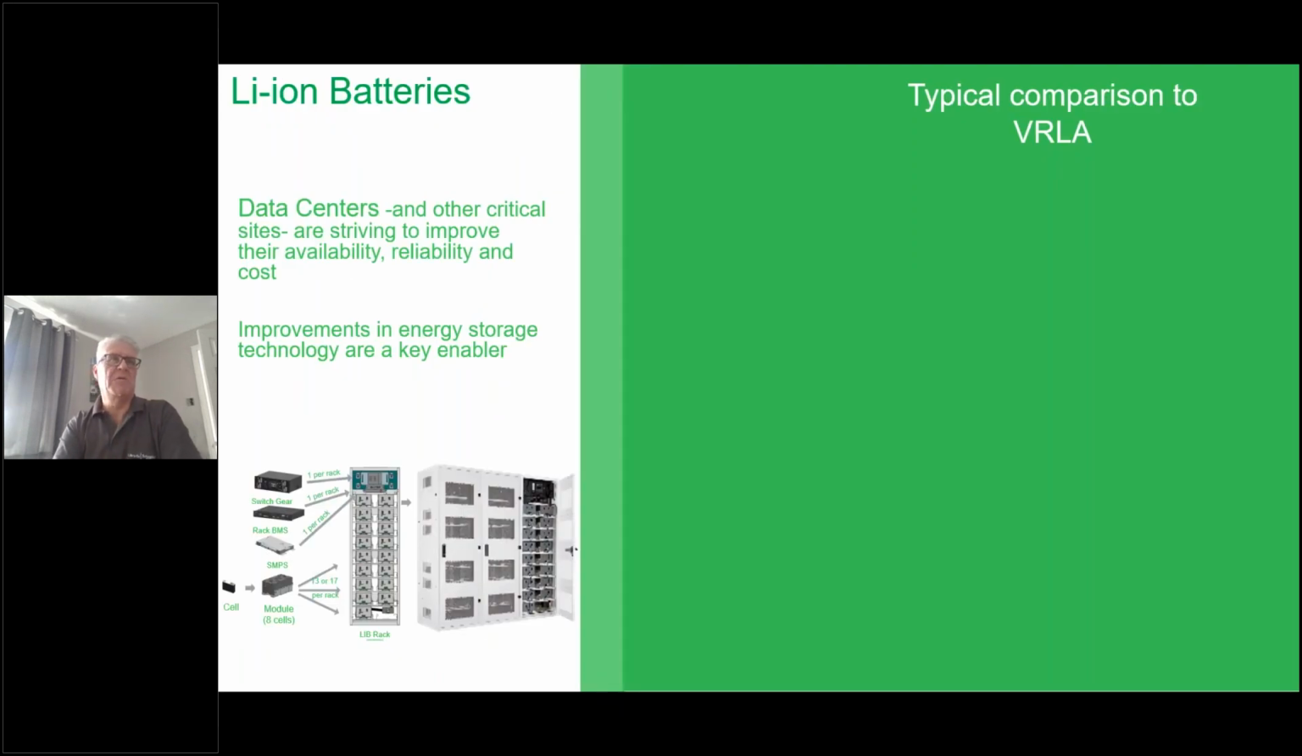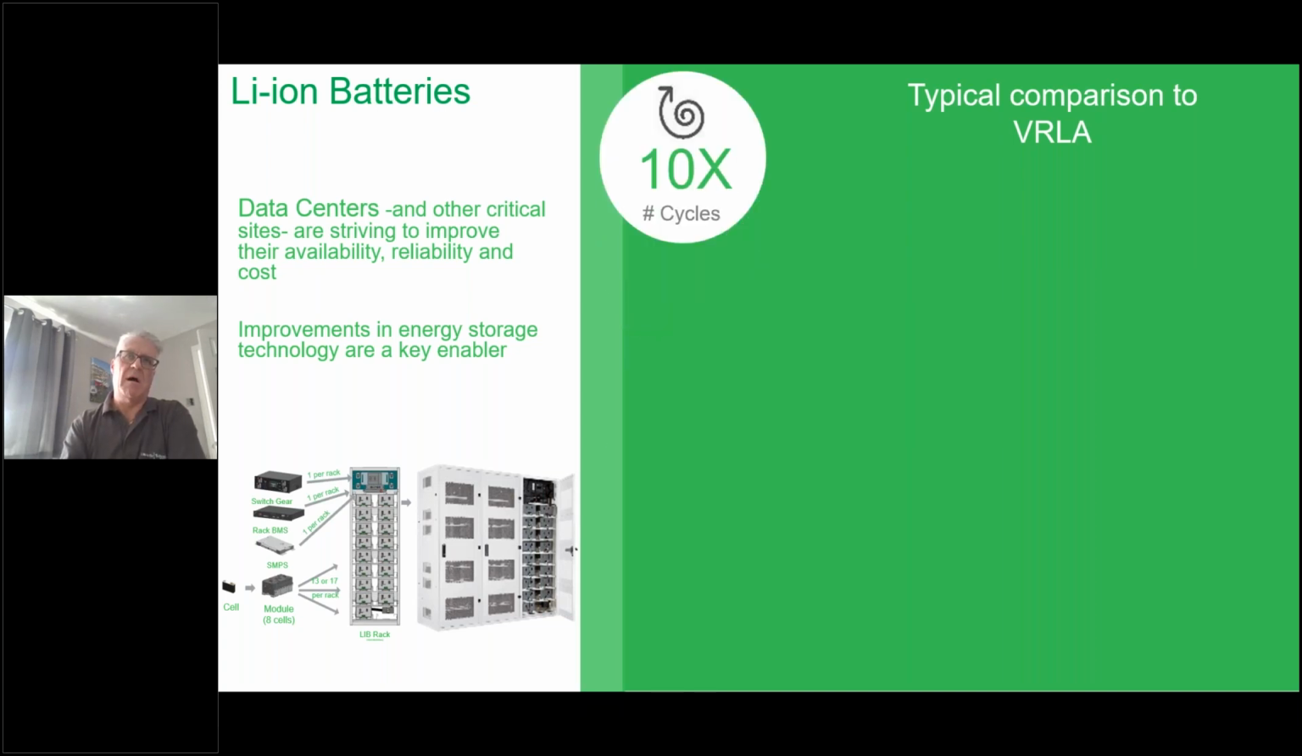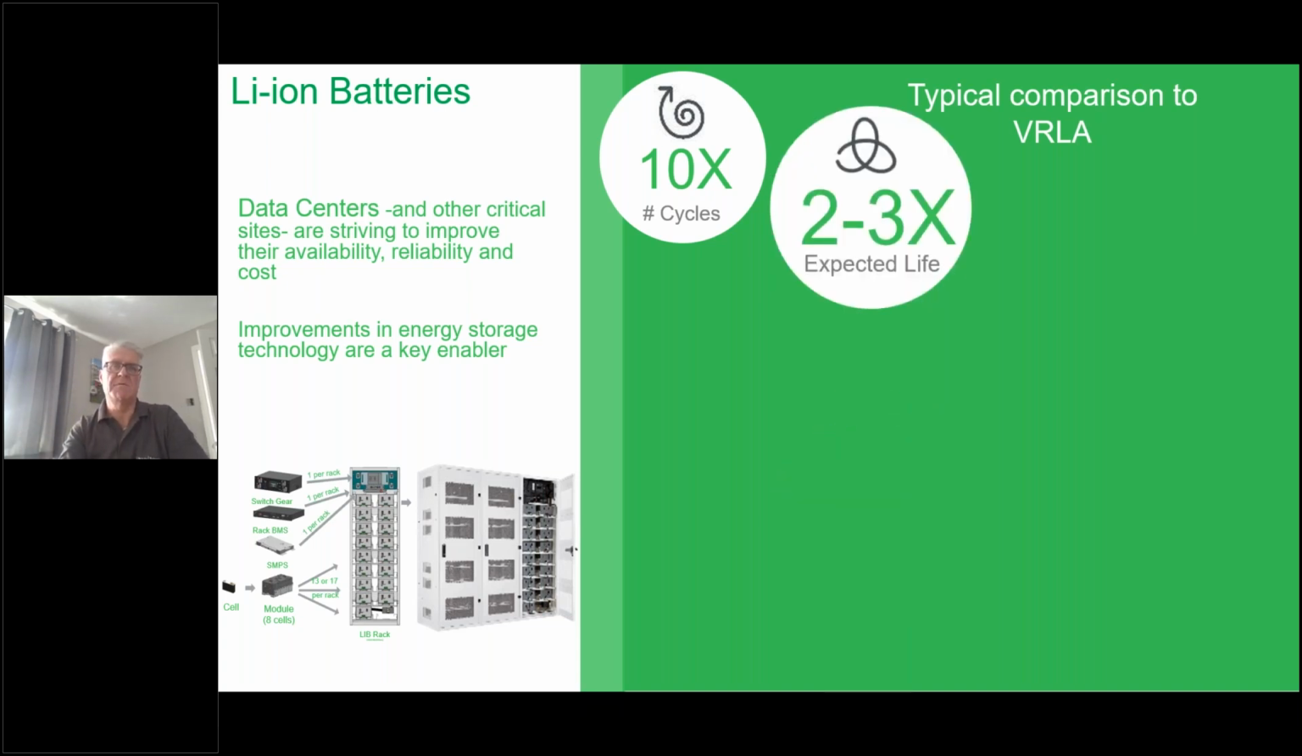If we compare this to lithium-ion, lithium-ion, as an alternative, has been around for a number of years now. The benefit we see is that the number of cycles you can run a lithium-ion battery from full charge to discharge to full charge to discharge over its lifetime could be up to 10 times the number of cycles. The expected life is longer as well. Your VRLA, you may have a design life of 10 years, but actually they're all being swapped out between 5 and 8 years, depending on how they've been managed and monitored.